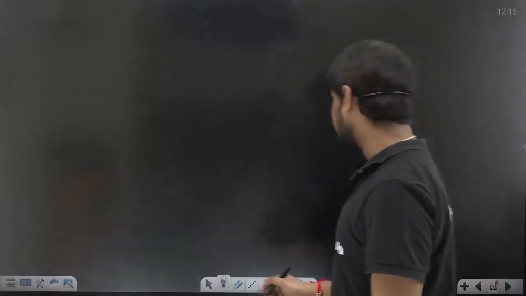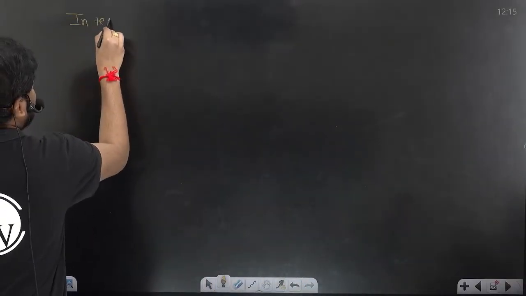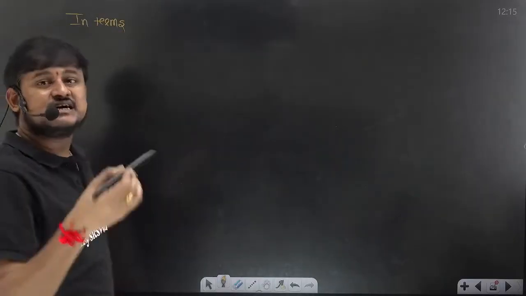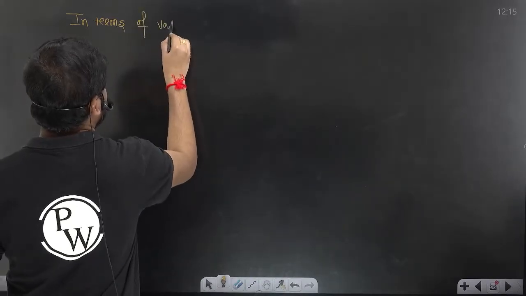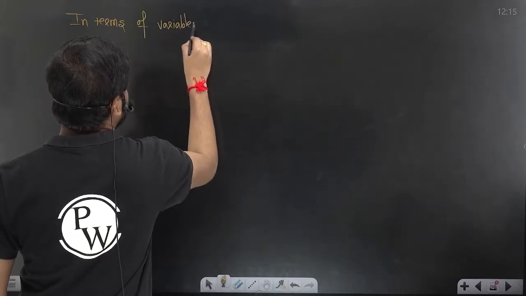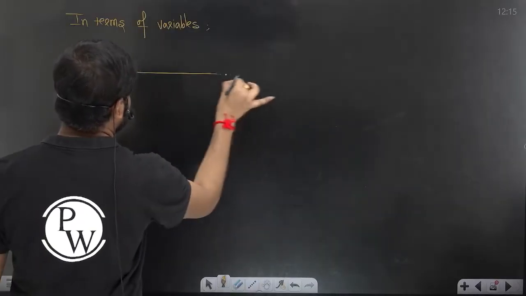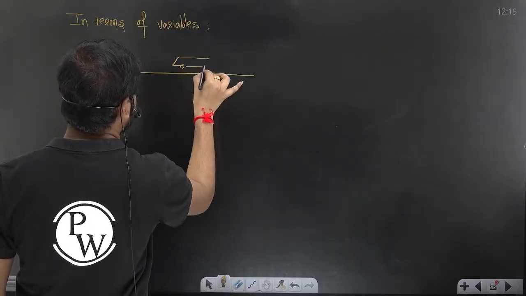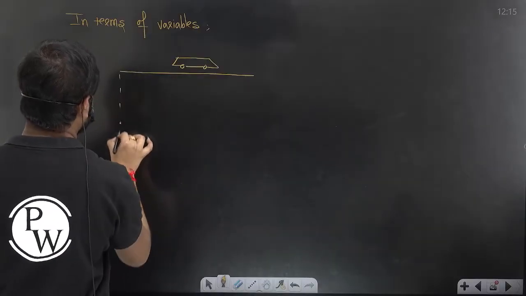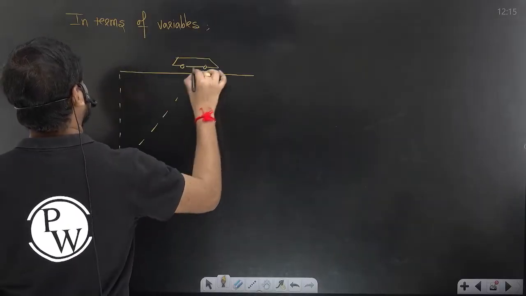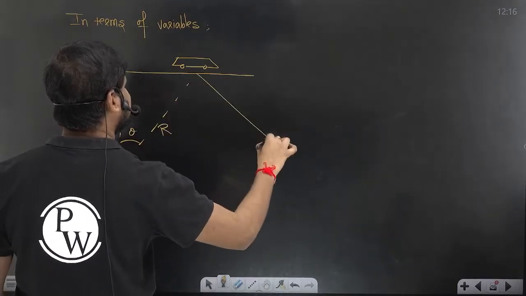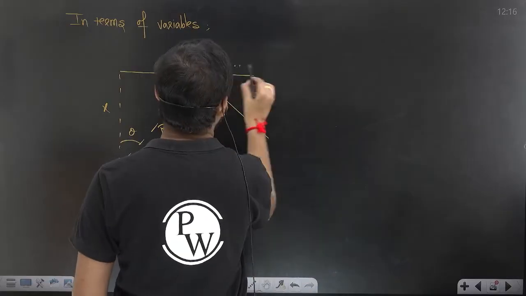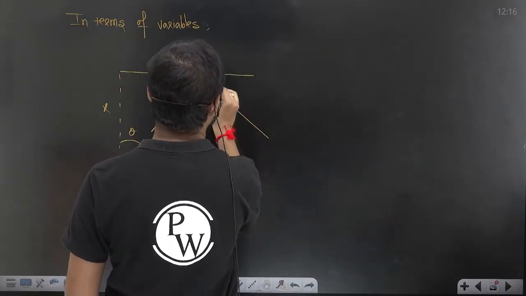The same question you can also frame in variables. The same question can also be asked, and it was asked in the JEE previously. Okay, so let's do the same thing in terms of the variables. The vehicle is moving from here to here. Let's consider this is the distance x, this angle is theta, this is the radius r, and the car is moving with a velocity v this side.